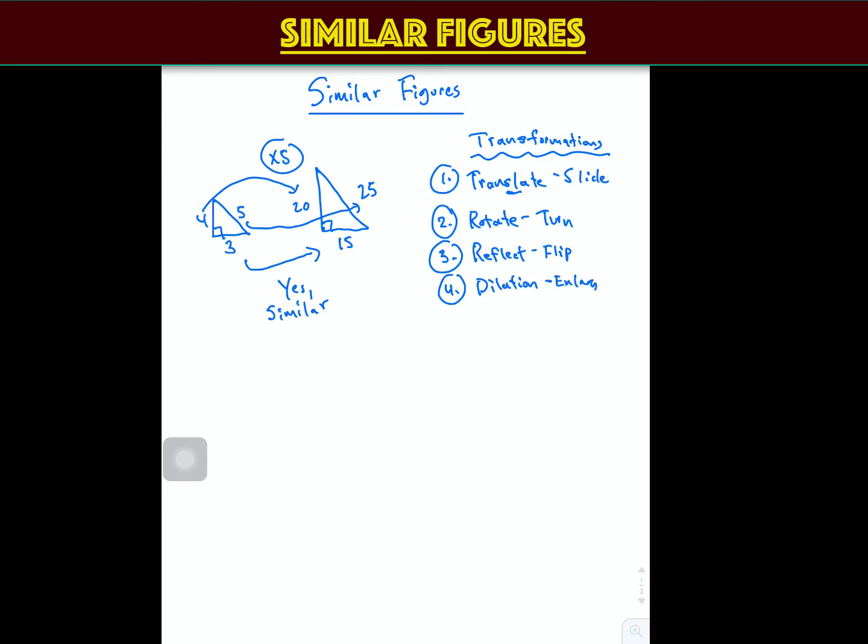We also know that similarly to scale factor, if we dilate by a number, a multiplier less than 1, that we could also be reducing the figure. So that's our list of transformations.